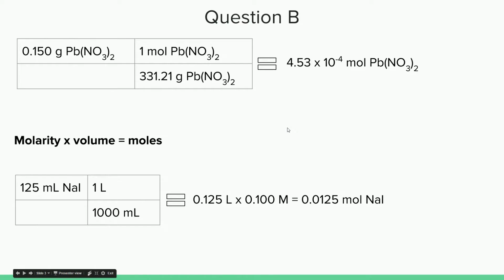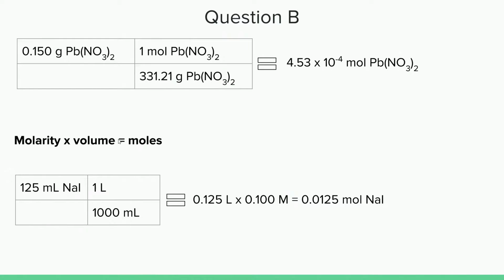Question B asks us to calculate the number of moles of each reactant. So, to find the moles of Pb(NO3)2, we have to use stoichiometry. We are given 0.150 grams of lead-2 nitrate, and we have to convert that to moles. To do this, we divide the mass of the compound by its molar mass of 331.21 grams, which gives us 4.53 times 10 to the negative 4th moles of lead-2 nitrate.